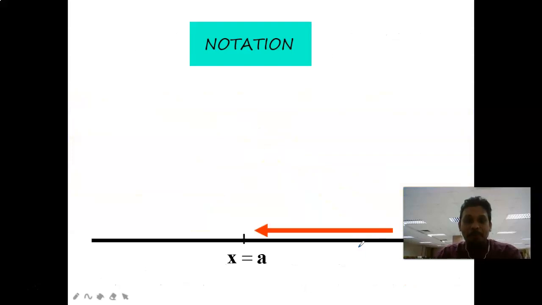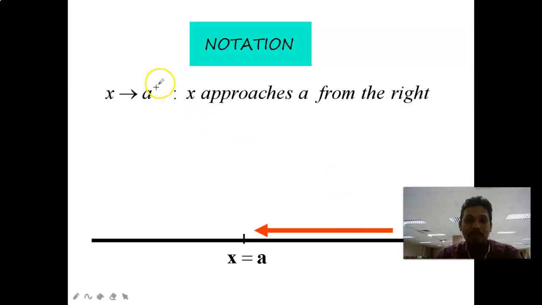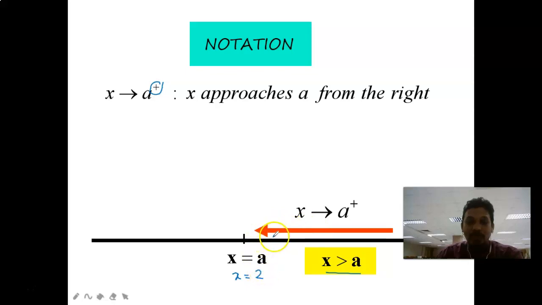Now, when x approaches a from the right, the plus symbol means that x approaches a from the right side, so the values of x are all greater than a. Let's say a equal to 2, then x approaching 2 from the right side means x is 3, 4, 5, 6, and all the values which are greater than a.